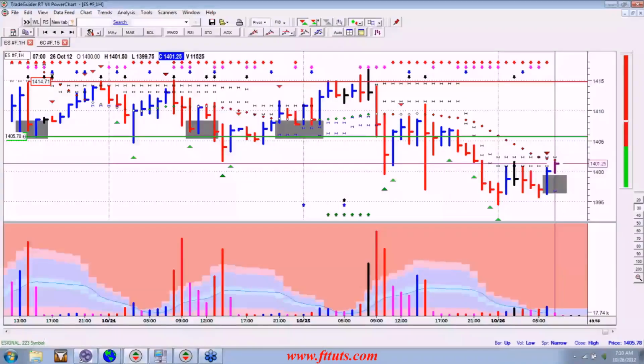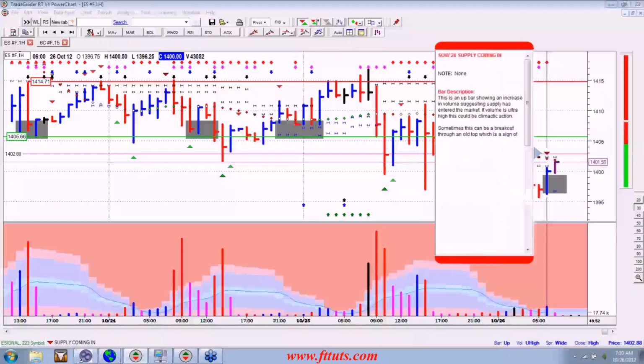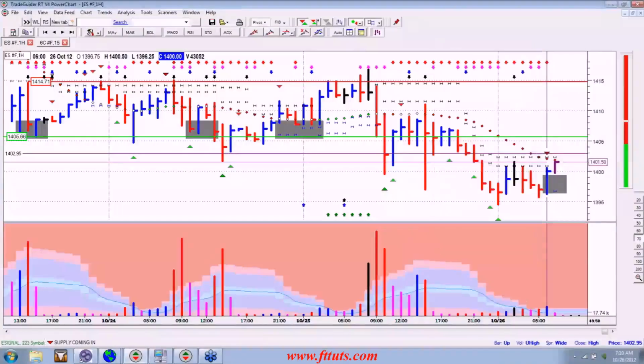Funny enough, there's actually a signal on it. Sign of weakness signal. What's that say? Supply has hit the market there. It's a high volume up bar. Yeah, so I would be a little bit cautious, to be quite honest. But it certainly looks more positive than negative. It certainly looks more bullish than bearish.